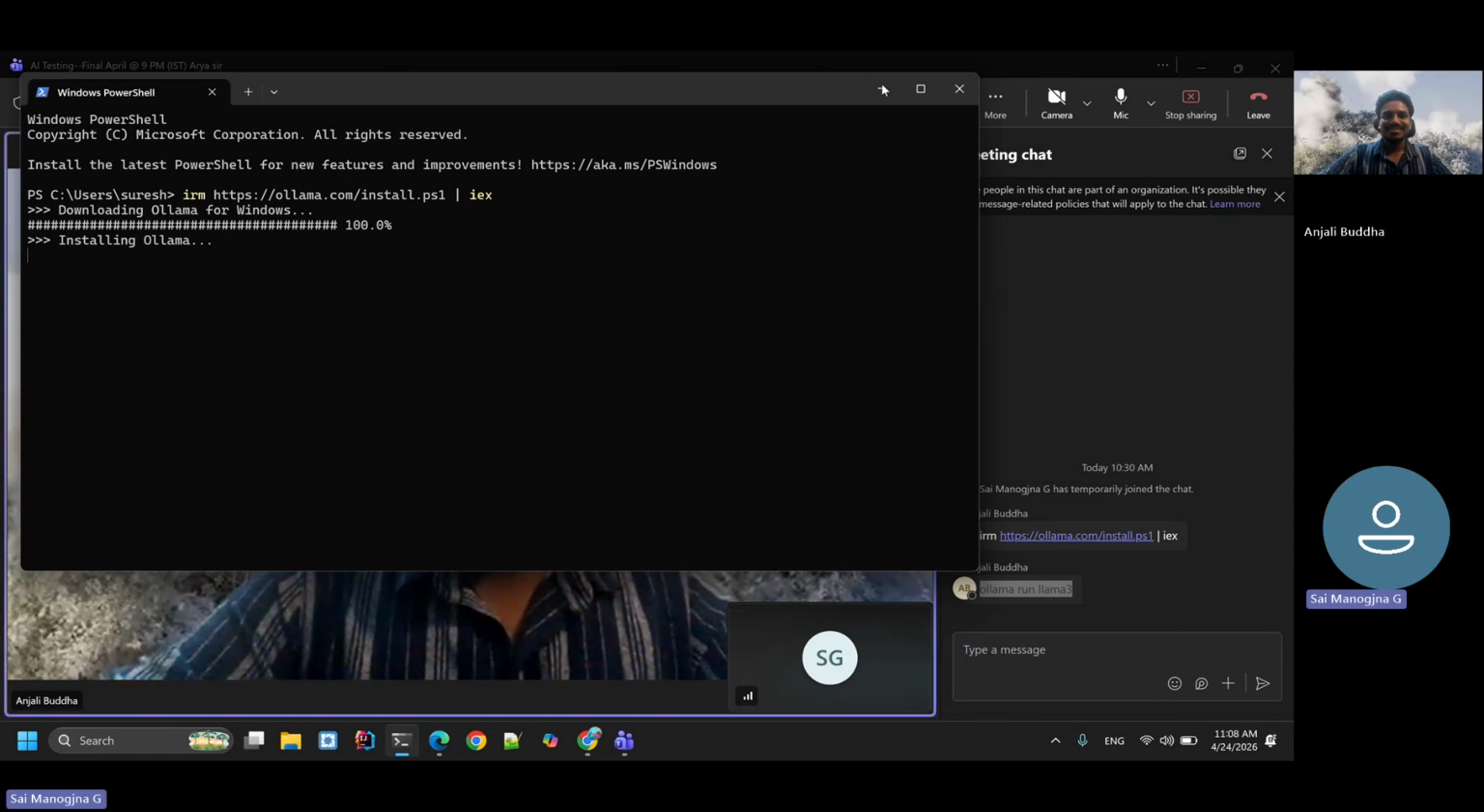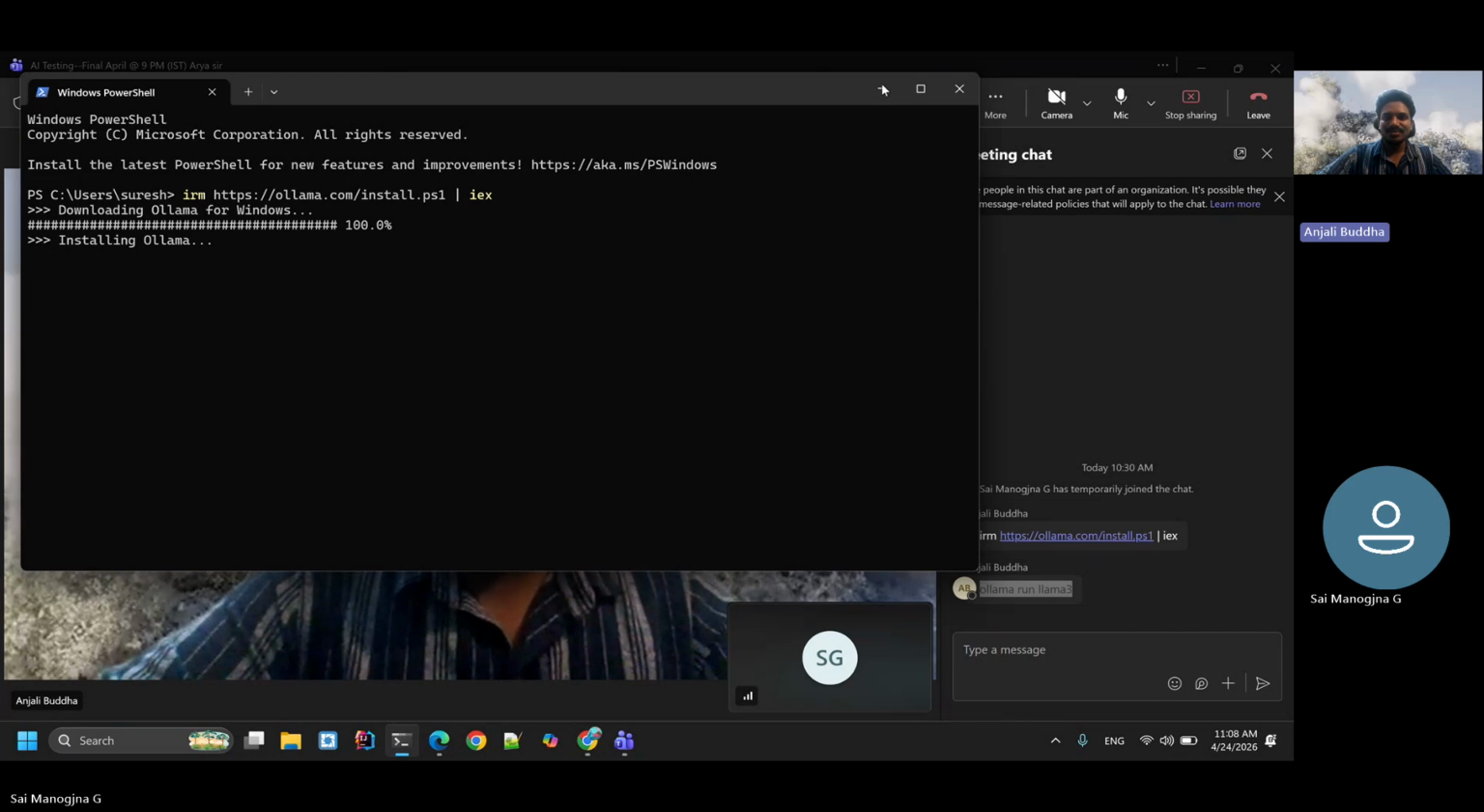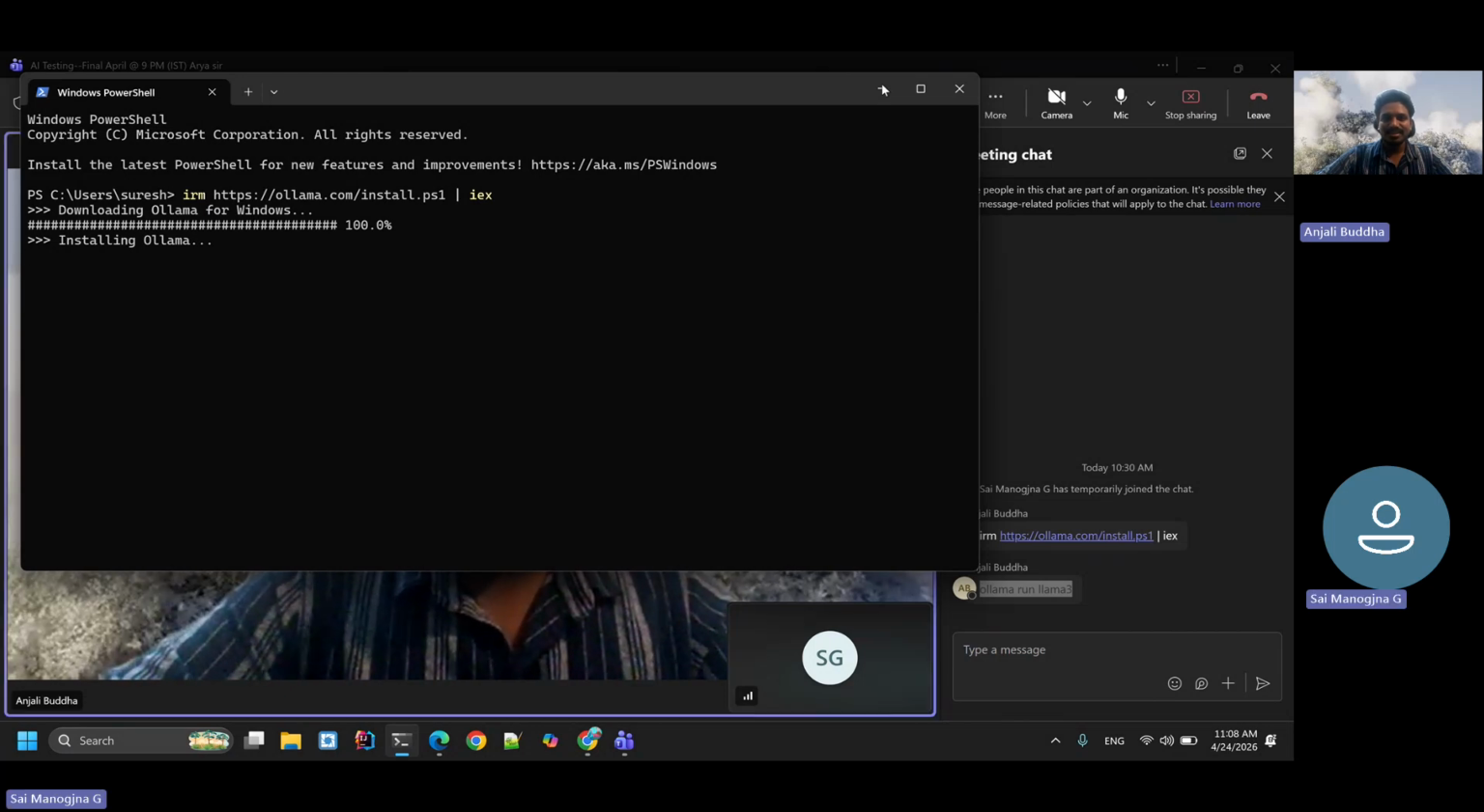You can just minimize this window and stop sharing. Later you can try it and let me know how it went. Don't close it, just minimize the window. Once the second code is done, it should install the Llama 3 model from the internet, and then it should be available for you offline. Then you can interact with it, I guess.